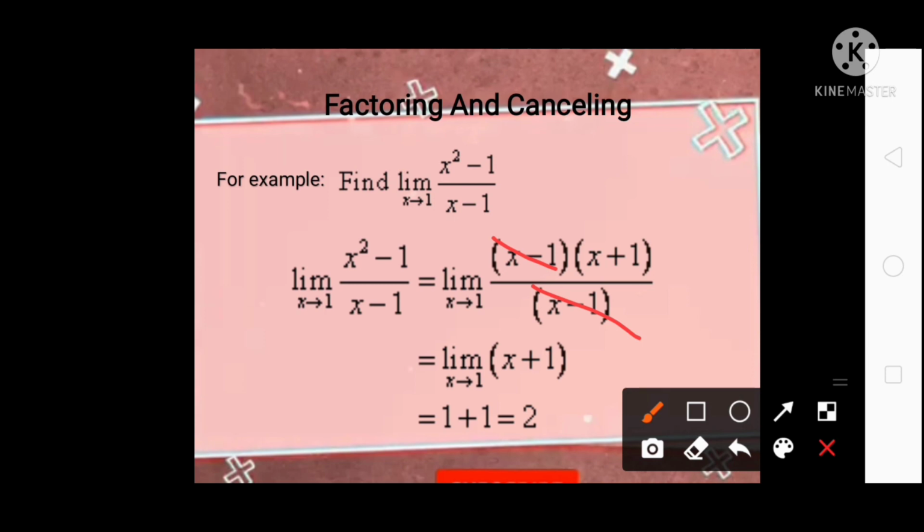Then this is equal to the limit as x approaches 1 of x plus 1. Then let's substitute the value of our x, which is 1. That's why we have 1 plus 1 is equal to 2. So 2 is our final answer.